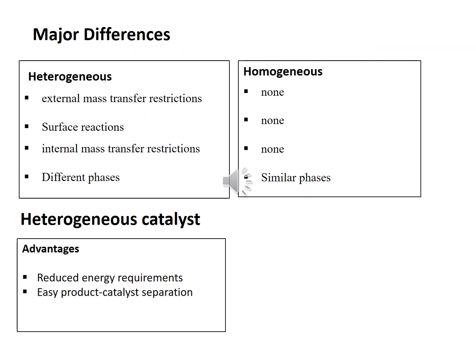Major differences between heterogeneous catalysis and homogeneous catalysis. In heterogeneous catalysis, we experience external mass transfer restrictions, surface reactions, internal mass transfer restrictions, and there are different phases, and this is not observed in homogeneous catalysis. And the major advantage of heterogeneous catalysis is that it reduces heat requirements or energy requirements, and also enables easy catalyst-product separation.